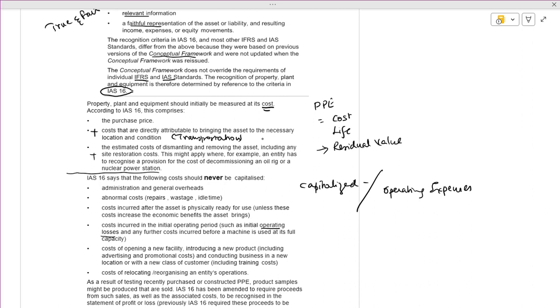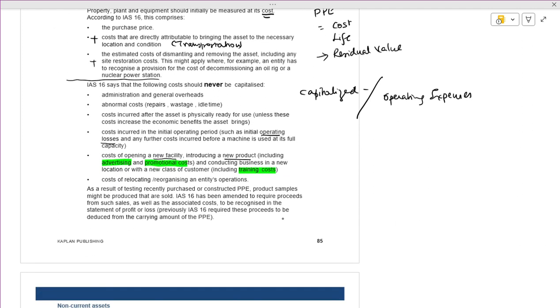And cost of opening new facilities, a new product, including introducing a new product. These all come under the category of advertisement and promotional cost. Promotional cost and advertisement cost, including the training cost, should not be capitalized. It's a very, very clear instruction. It has to be done. It should not be taken into account. And cost of reorganization, reorganizing the entire entity's operation, should not be taken into consideration. Just be very clear about this.